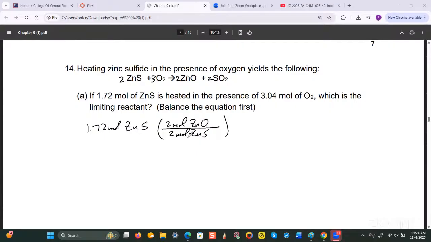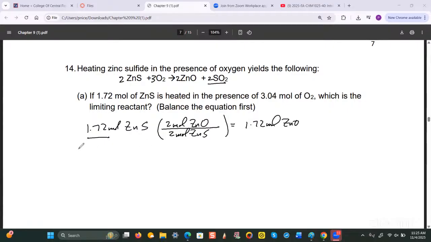Not according to the method that we're using, because basically our aim at this stage is to find out how much of the product, or one of the products, you would get starting with 1.72 moles of the zinc sulfide. And let me just say, you could just as well use the sulfur dioxide in this calculation as well, all right? But we're choosing to use the zinc oxide, all right? So, based on the calculation here, this will give you 1.72 moles of zinc oxide, all right?